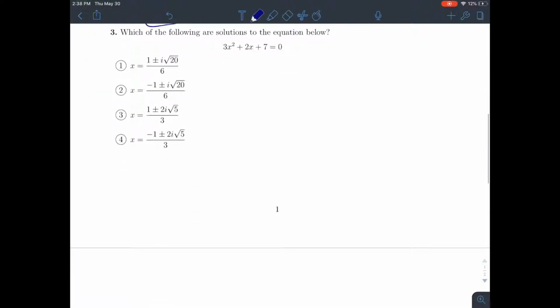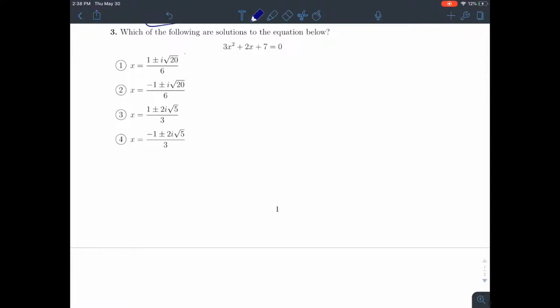Which of the following solutions are solutions to the equation below? So in class we were talking about factoring things that look like this. And you could try to factor it, but a giveaway is if you look at the answer choices, these aren't going to come from factors, these solutions. So this probably is actually a quadratic formula problem.